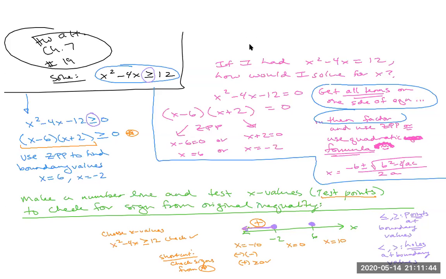Okay, let's check if X is 0. Again, let's just use the shortcut here. If I plug in 0 for the first factor, I get a negative. Plug in 0 for the second factor, I get a positive. So that gives me a negative, which is not greater than or equal to 0. So this part would be false because it's negative.